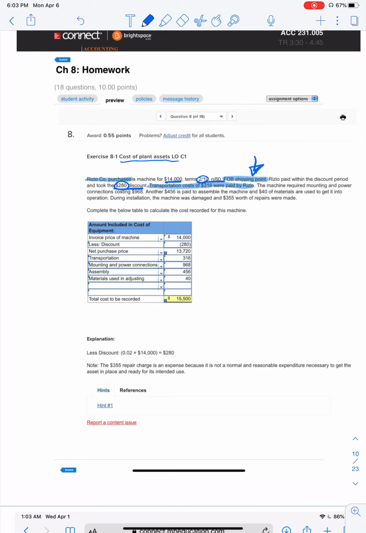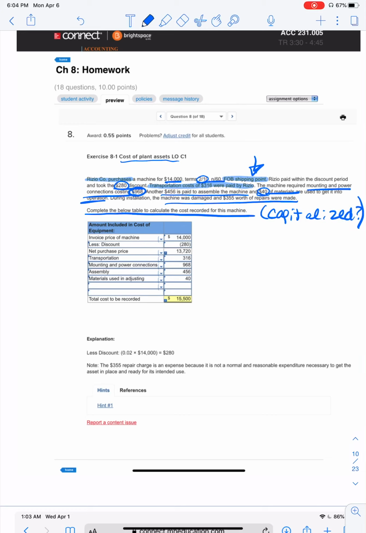It tells us here that the machine required mounting and power connections costing $968. Another $456 is paid to assemble the machine, and $40 of materials were used to get it into operation. During installation, we are told that the machine was damaged and $355 worth of repairs were made. What they ask us to do here is to complete the table below to calculate the cost recorded for this machine. So they're asking us how much should be capitalized.